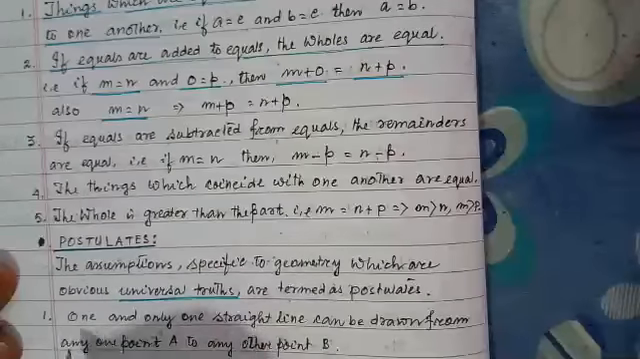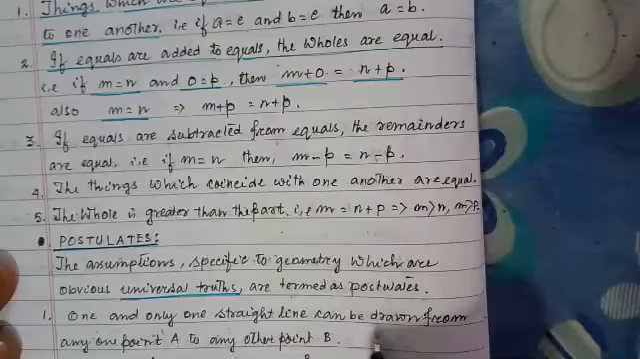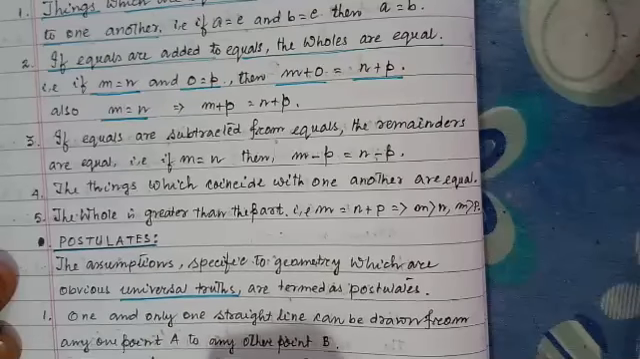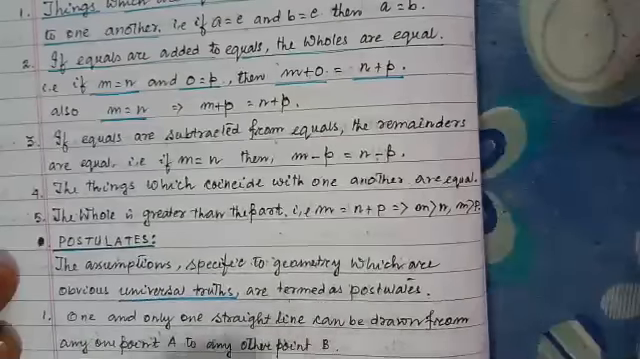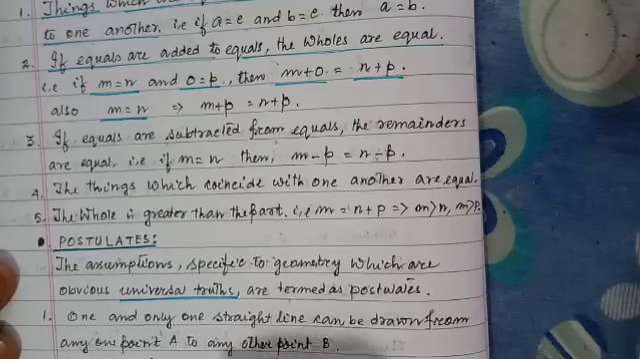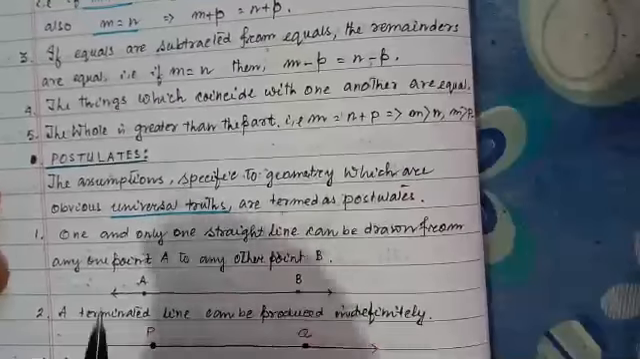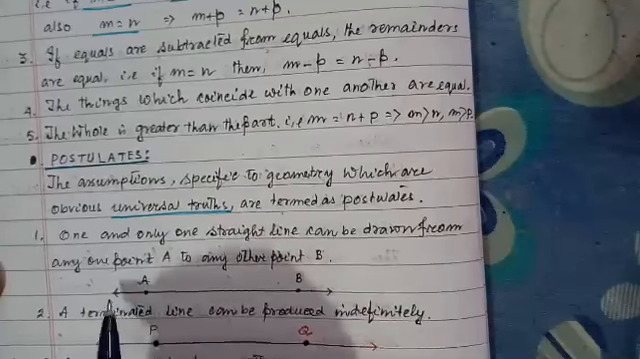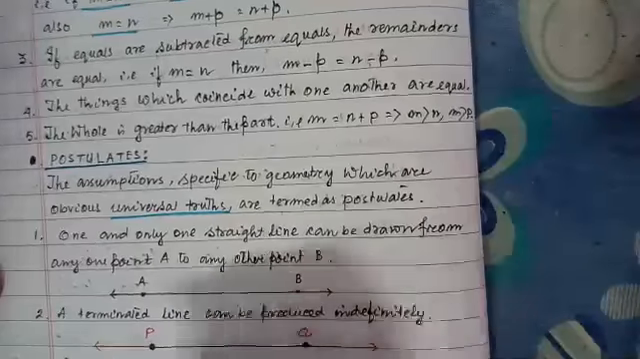Some postulates are like this: one and only one straight line can be drawn from any one point A to any other point B. It means there are 2 points A and B. Through 2 points A and B, we can draw only one specific line. Only one line is possible to draw.